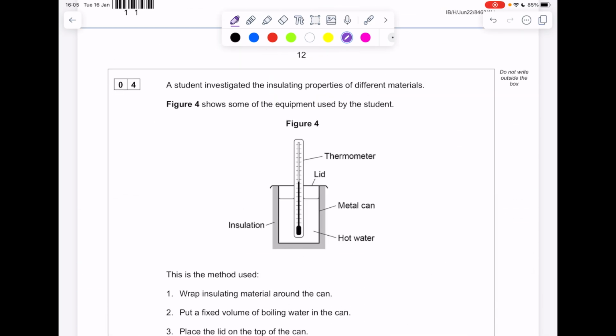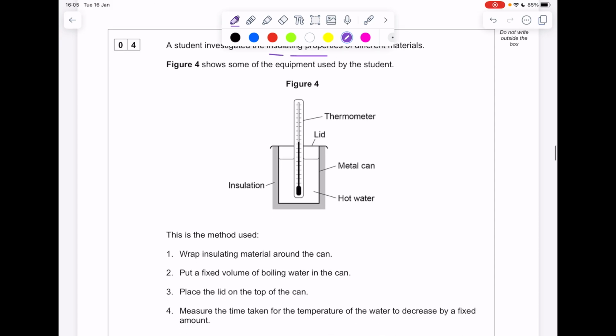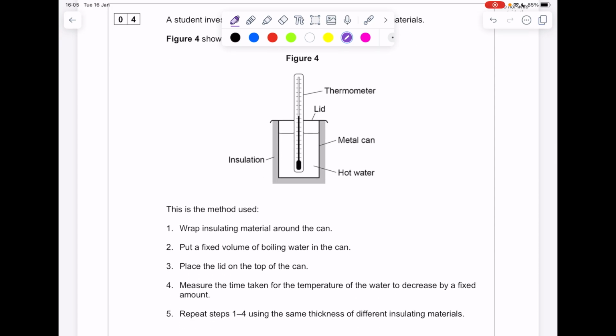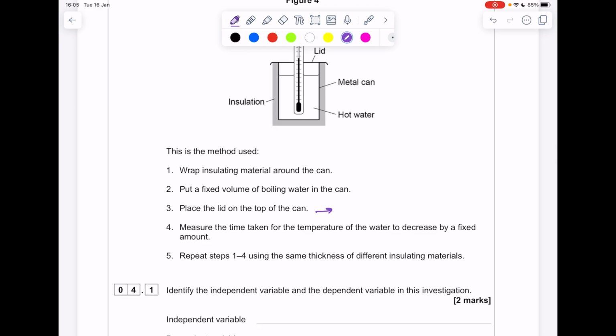A student investigated the insulating properties of different materials. This is the method used. Wrap insulating material around the can. Put a fixed volume of boiling water in the can. Place the lid on top of the can. That's going to prevent heat loss and stop convection currents being set up on top of the can.